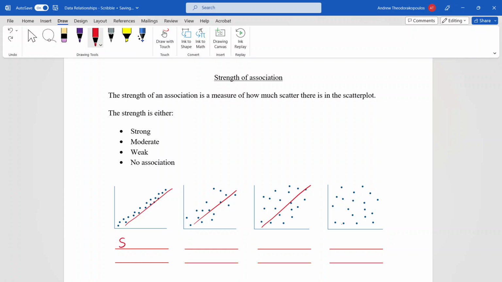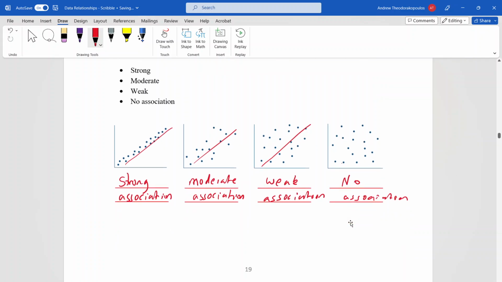Okay, so this one here is a strong association. This one here would be a medium or a moderate. Moderate's probably the word to use, association. This one here would be weak. Okay, it's a bit more variable, so it's a weak association. And lastly, this one has no trend or no relationship, so the way to say it is no association. Cool.